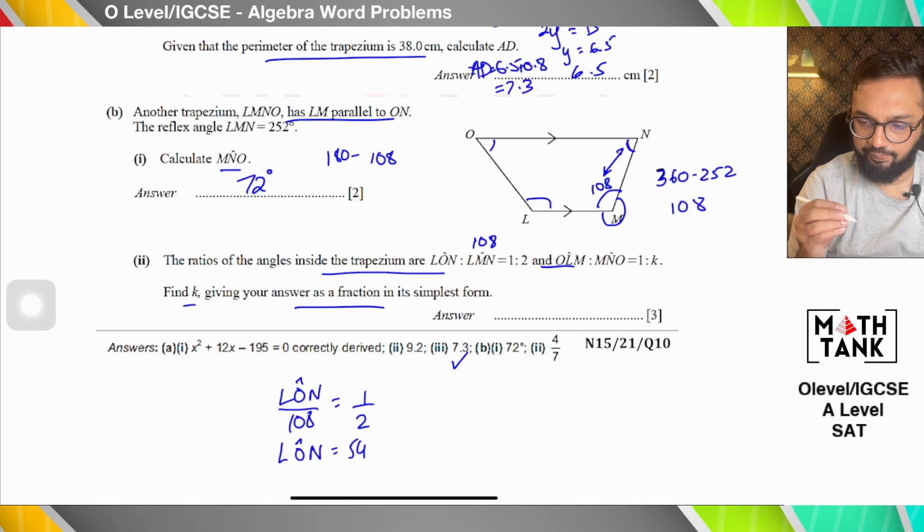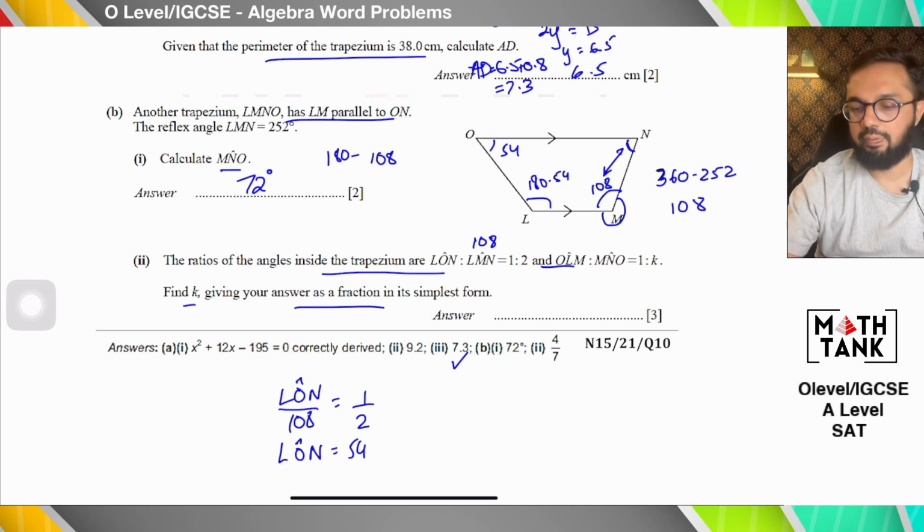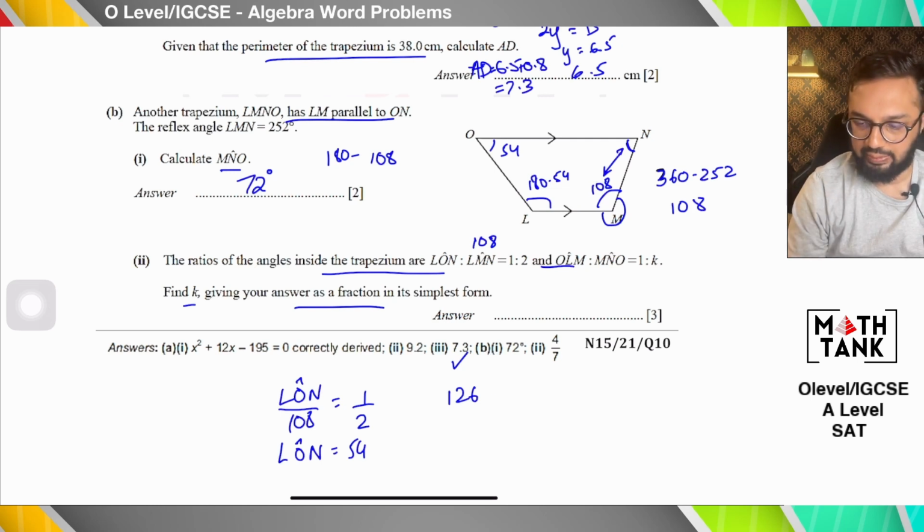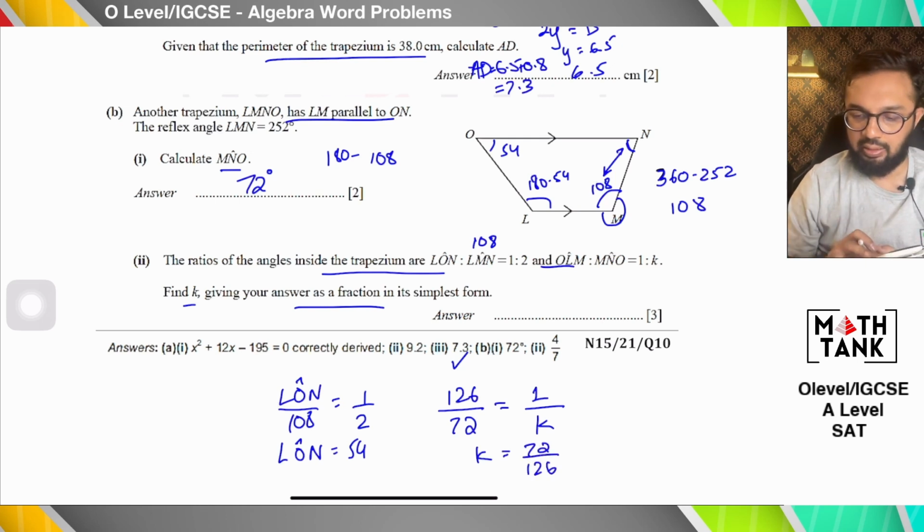Find k. Okay, I found this, so I can find that as well. So that's 180 minus 54. What's 180 minus 54? That's 126. So 126 to MNO. MNO, I just found out in the previous part, is 72. In the ratio 1 is to k, I want to find out k, so I'm going to say 72 divided by 126. 72 divided by 126 is indeed 4 over 7.